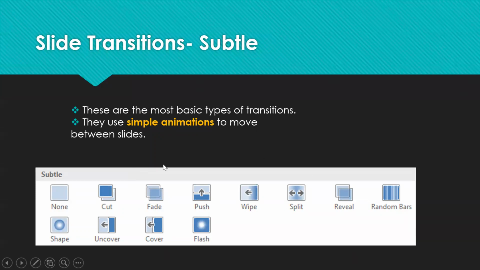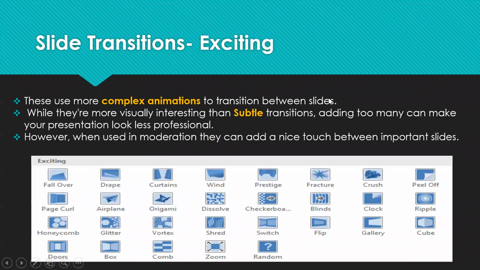These are the basic types of transitions we have. They use simple animations to move between slides. There are different types like cut, fade, push, wipe, split, reveal, etc.